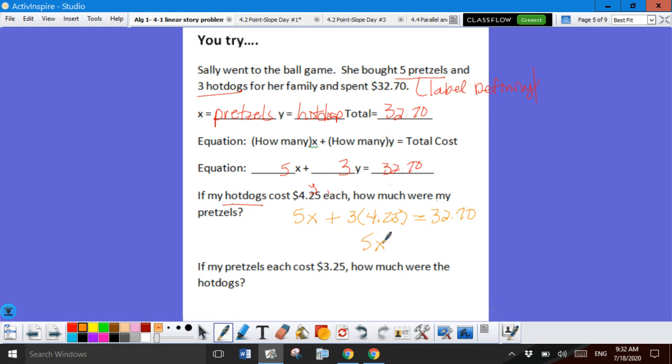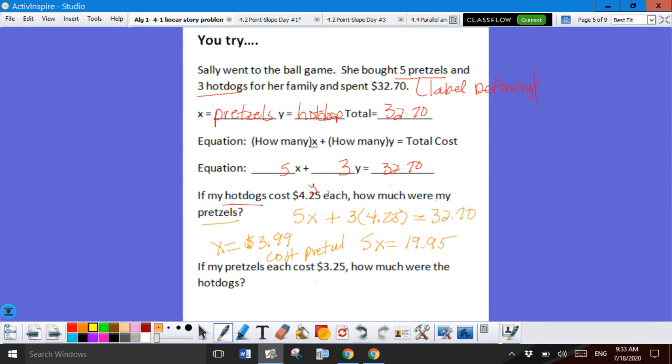So I should have 5x equaling 19.95. And dividing by 5, I come up with x equals 3.99. And what is that? Is that the pretzel or is that the hot dog? I was looking for a pretzel, so that's the cost of a pretzel. Okay, that's the cost of a pretzel. All right, let's keep going.